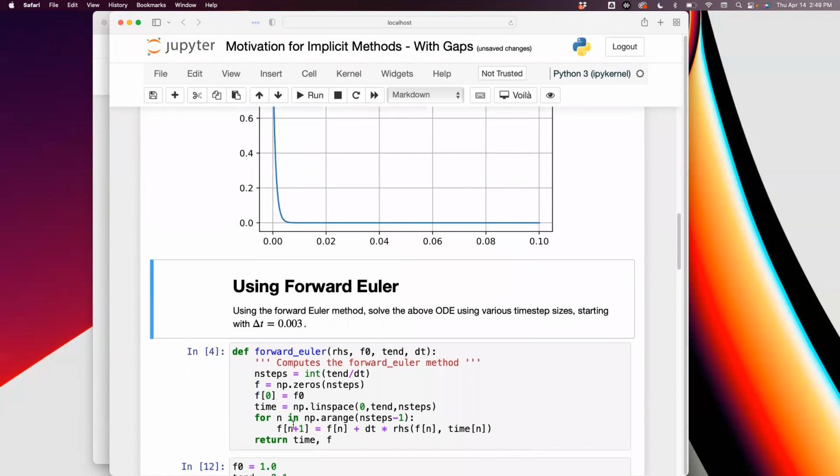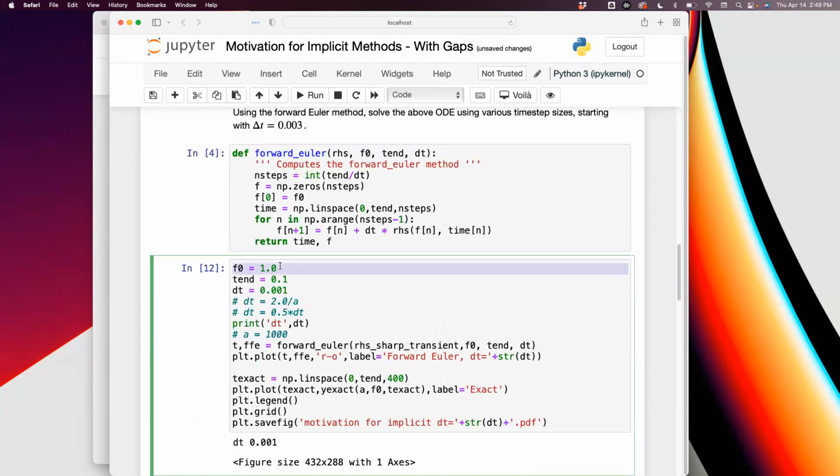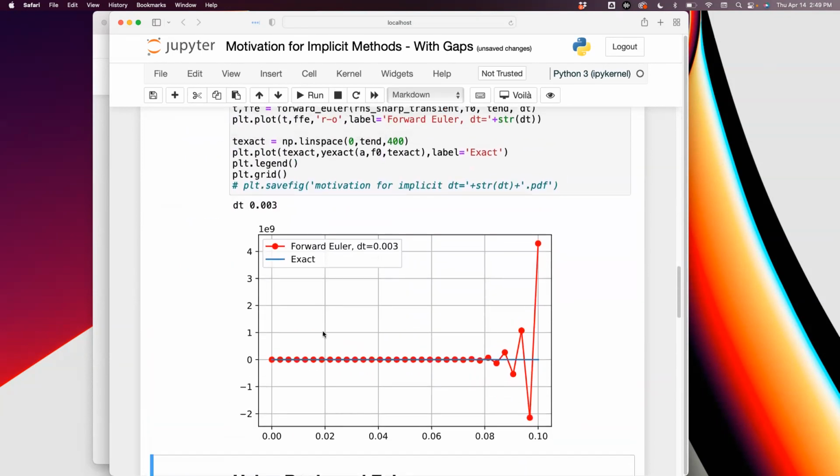Using the forward Euler method, in this case I want to pass delta t to the routine because it's faster, since I want to manipulate delta t. So here you're seeing the second version of the forward Euler routine. It's already implemented for you. You run it, and we start with an initial condition of 1 and a t end of 0.1. I'm going to start with a time step of 0.003. I'm not going to save the figure. If you run it, this is what you get.